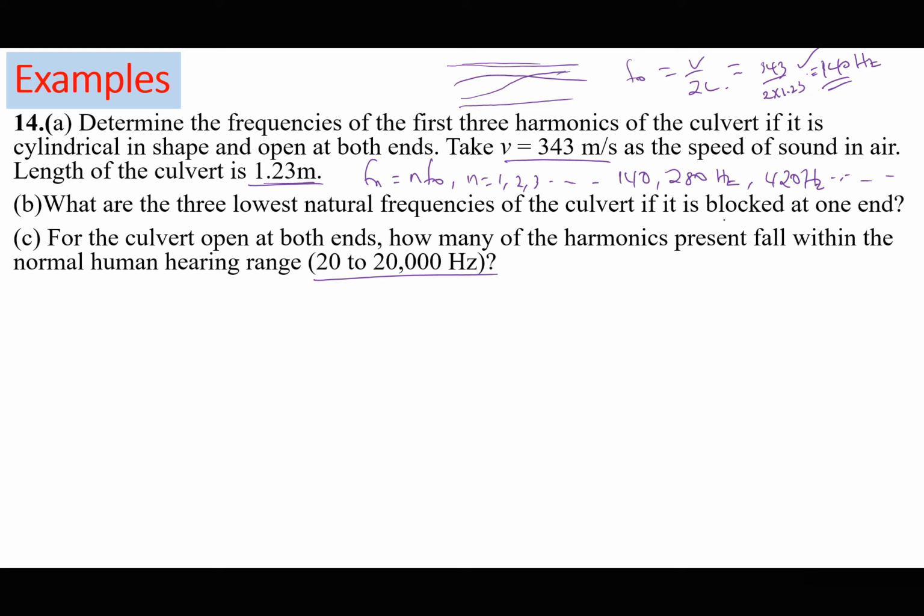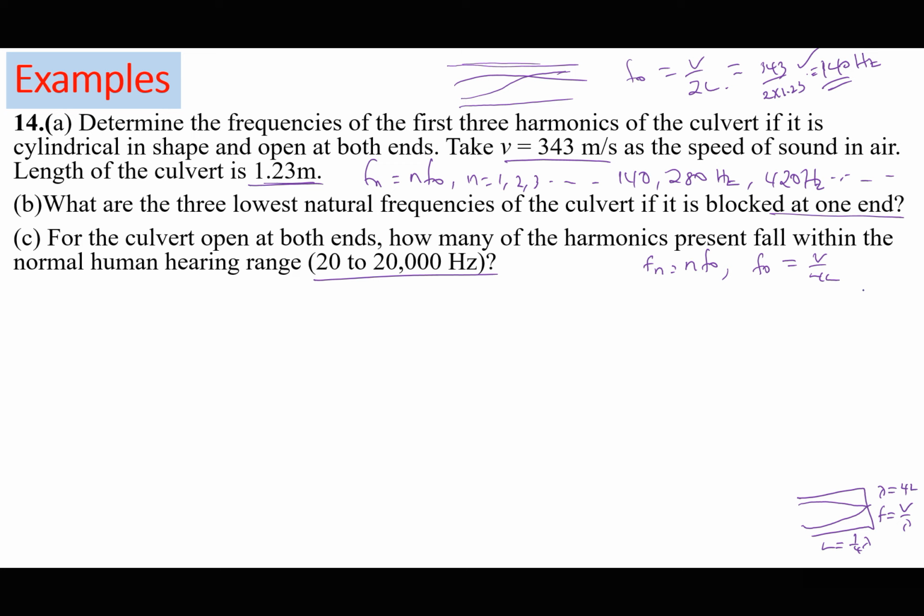Then for the closed end, one end is blocked so that we have a closed pipe. Of course, we know that for a closed pipe, Fn equals n times F naught, where n should be an odd number, but we need to find F naught. For a closed pipe, the fundamental F naught is equal to V over 4L. Because for a closed pipe, remember, if we try to sketch it, L is equal to a quarter of a cycle, which means wavelength is equal to 4L. So if I use F equals V over lambda, lambda is 4L.